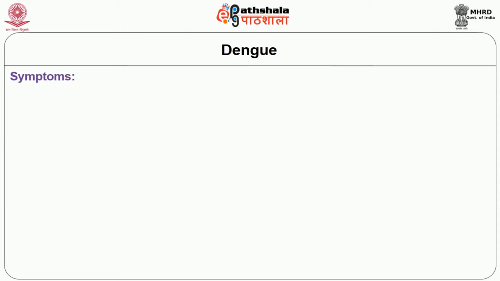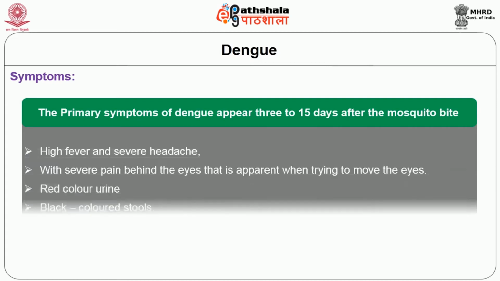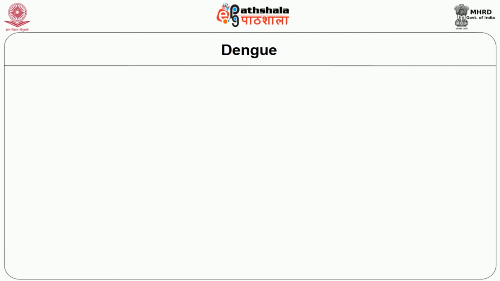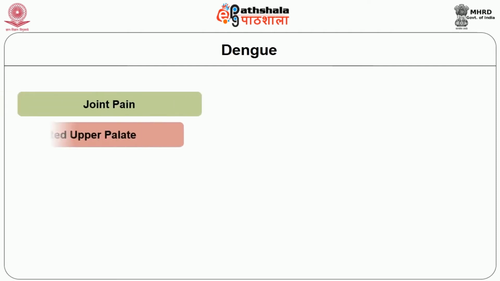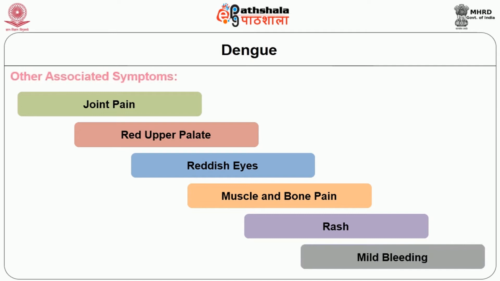Looking at the symptoms, the primary symptoms of dengue appear 3 to 15 days after the mosquito bite and include the following: a high fever and a severe headache with severe pain behind the eyes that is apparent when trying to move the eyes, red colored urine, black colored stools. The other associated symptoms are joint pains, red upper palate, reddish eyes, muscle and bone pain, rashes, and mild bleeding.